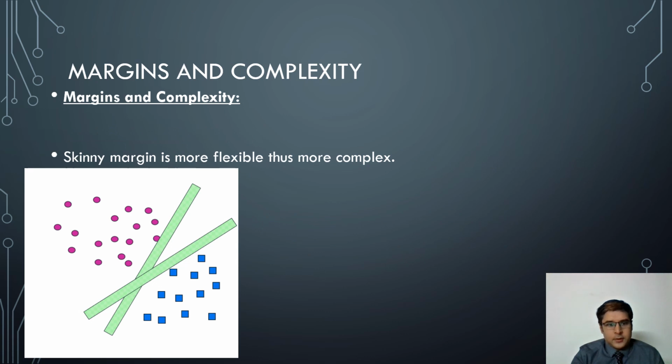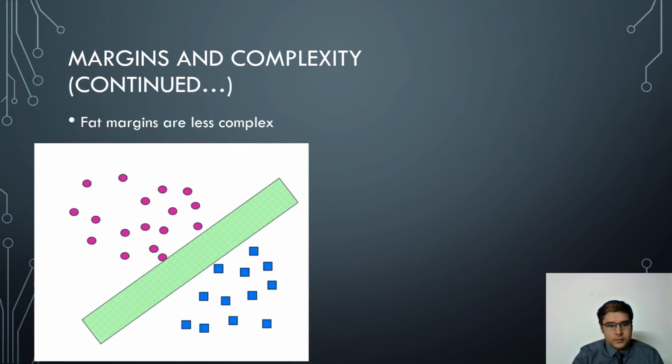Margins and complexity. A skinny margin is more flexible, thus more complex. So if we have a thin margin, it is more complex because we have to train it more in order to achieve the best separator. So it is computationally more complex. Contrary to skinny margins, fat margins are less complex. So given a thick margin, it is more efficient to calculate than in the case of skinny margins.